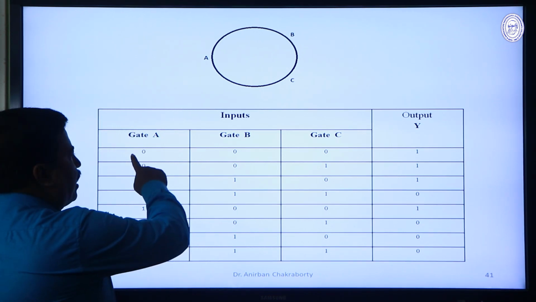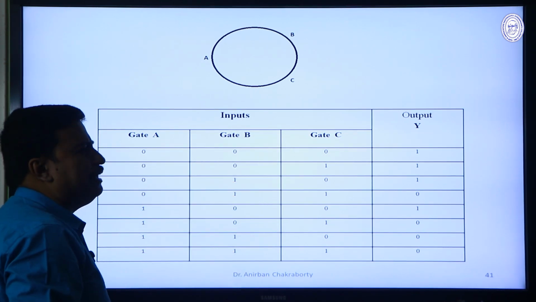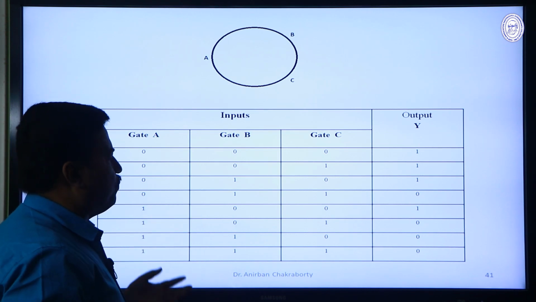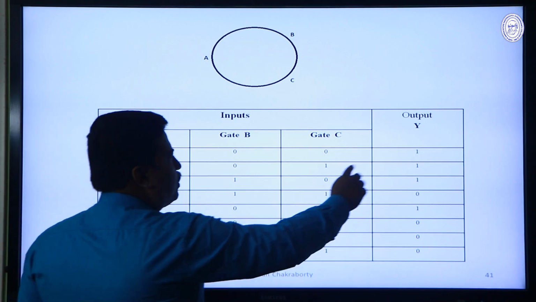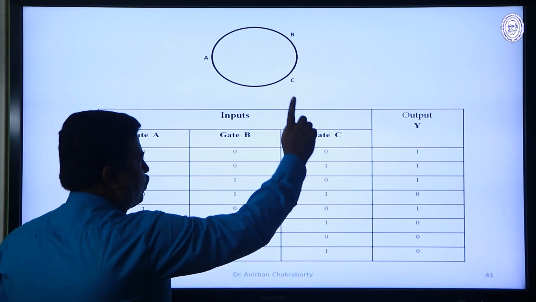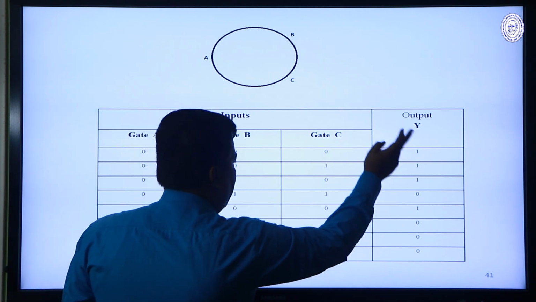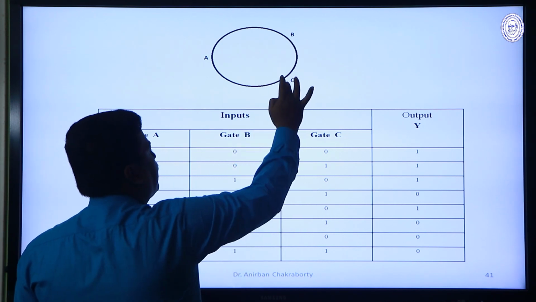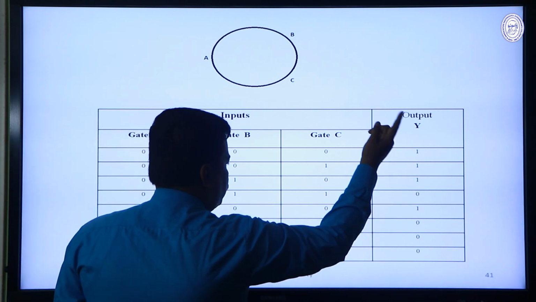So, for the first row, what is there? All the gates are closed. Is it valid? Yes, valid, because at night time or when there is a holiday, all the gates are closed. So this is valid, means 1. Here only C is opened, so valid. Here only B is opened, so valid. Here B and C are opened, 2 consecutive gates are opened, invalid situation, so 0.